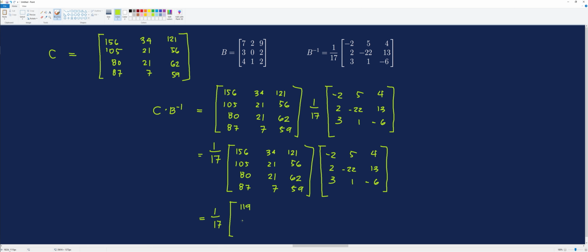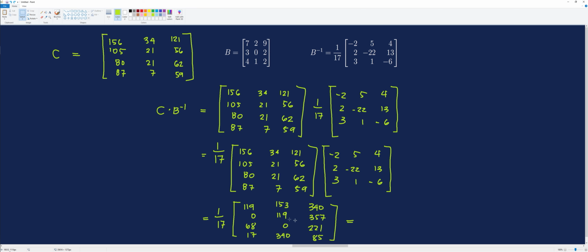119, 0, 68, 17, 153, 119, 0, 340, 340, 357, 221, and 85. Finally, performing this operation will give us the matrix A.